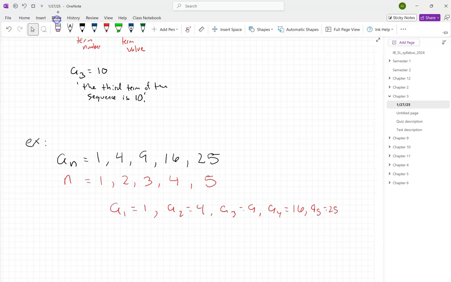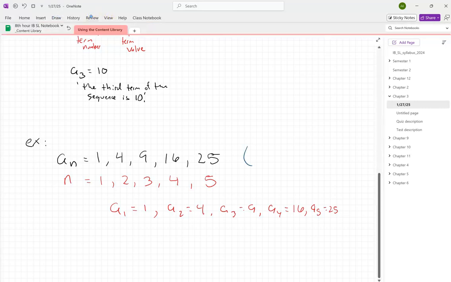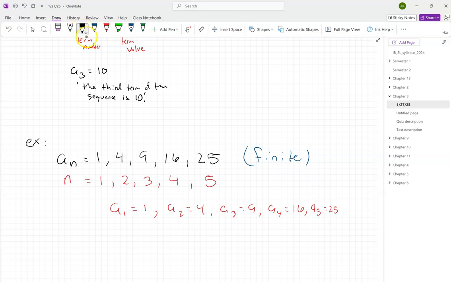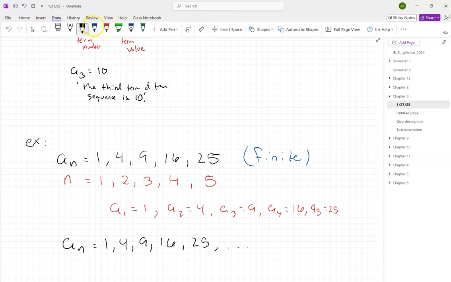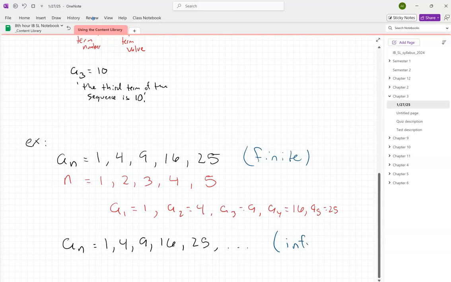Now, because this type of sequence has just 5 terms, we could call this a finite sequence. Now, if I had the same sequence, but instead of ending at 25, it ended with dot dot dot, what is that telling us? Yes, it's an infinite sequence, because there are infinitely many terms. It's going to continue following whatever that pattern is forever and ever.